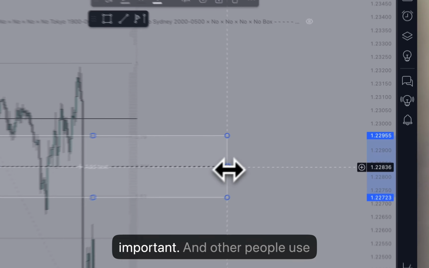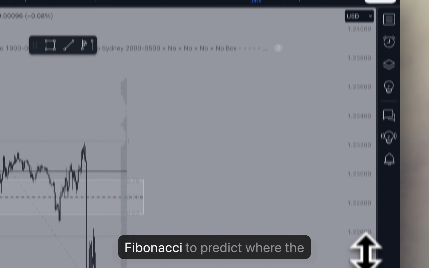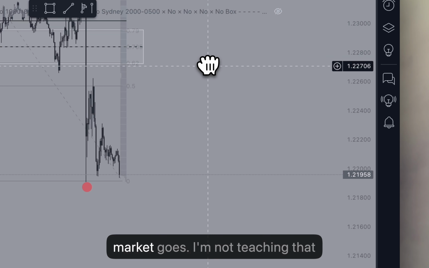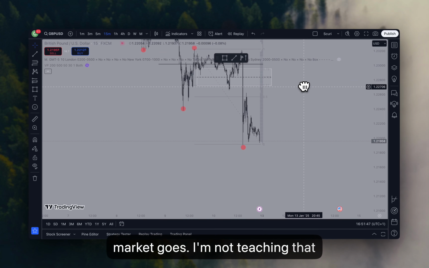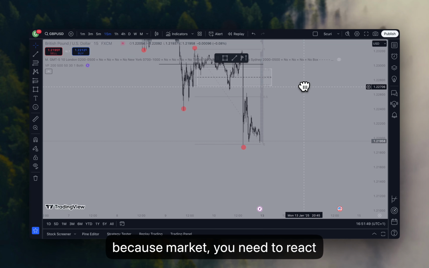So Fibonacci's are very important, and other people use Fibonacci to predict where the market goes. I'm not teaching that, because you need to react to the market, not predict the market. That's why a lot of people lose. You don't open a trade just because it tapped to an order block, and that's why we use footprint charts. It taps into our order block. We see that it's actually having some influence on the market, that order block, so we enter the trade. We don't predict the market, we react to the market.